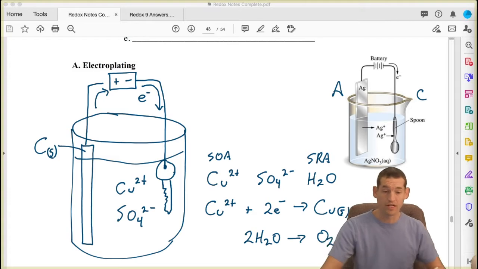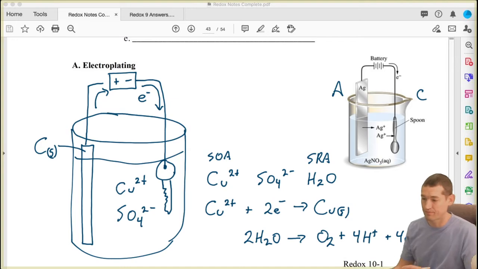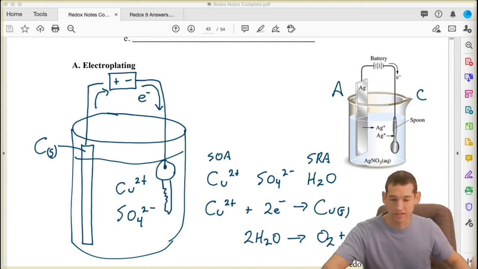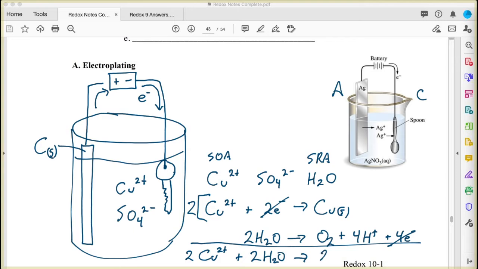So if we were to try and balance this equation, we would have to times this reaction by 2, cancel out the electrons, and we would end up with a net reaction of 2 copper 2 positive plus 2 water will become 2 copper solid plus O2 and 4 H positives.